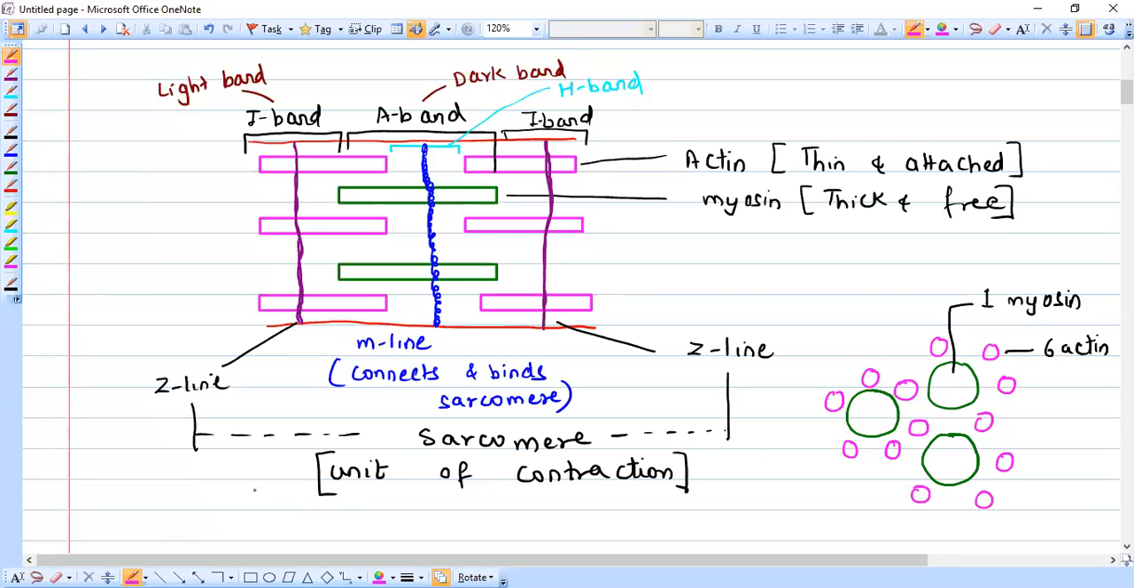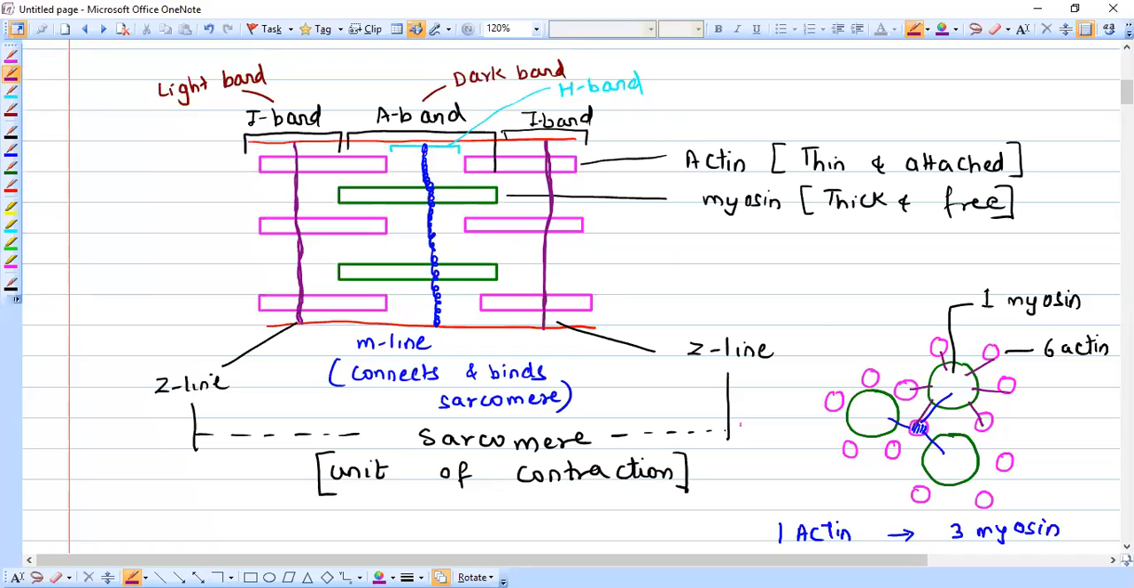And one actin is surrounded by 3 myosin. If I talk about this actin, let us take this. This is one actin. This one actin is surrounded by 3 myosin. You can see 1, 2 and 3. So I can say for every one actin there are 3 myosin, and for one myosin there will be 6 actin. Let's take this. This is one myosin and there are 6 actin: 1, 2, 3, 4, 5 and 6. This is how the arrangement is.